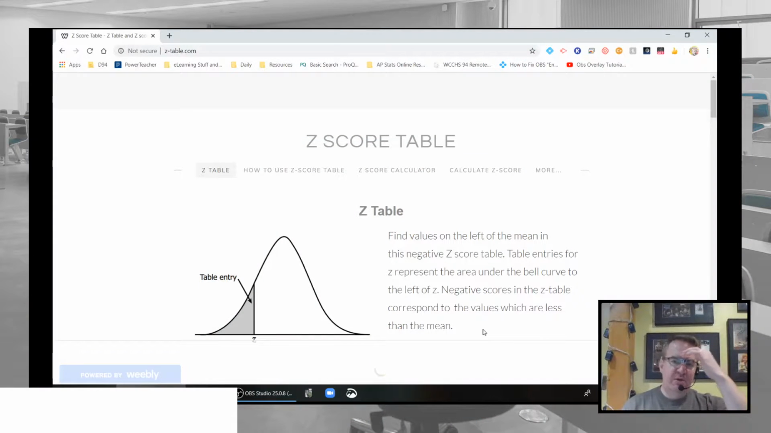Boom. Z-score table. Actually, this wouldn't be bad, especially if you haven't gotten the book yet. I'll show you how to do this on your calculator eventually, but about a third of my students last year just preferred to use Table A.